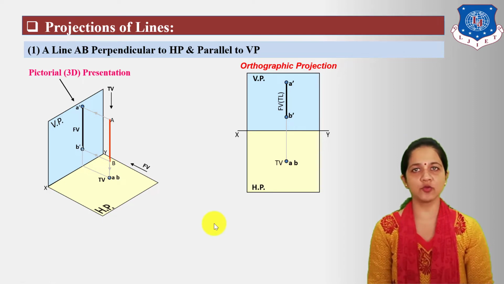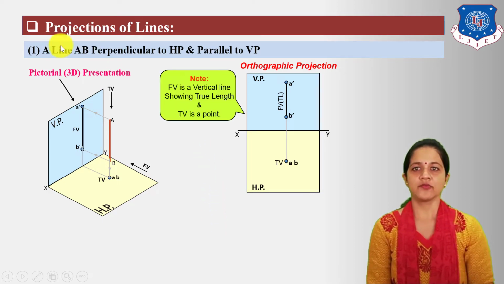Now what is the conclusion of this case? When a line is perpendicular to HP and parallel to VP, at that time front view is a vertical line showing true length and top view is a point.